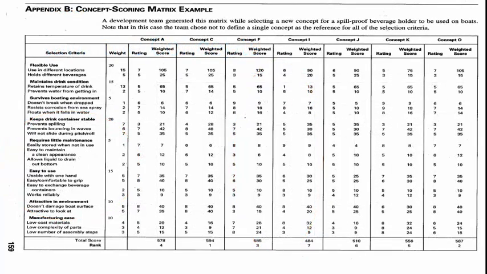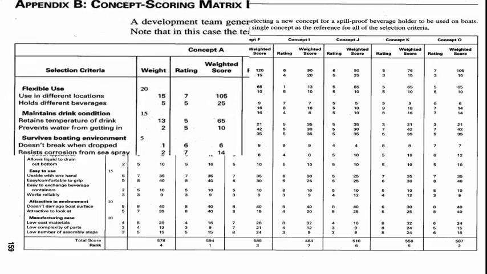Here's an example, a concept scoring example for a spill-proof beverage holder. You see they can get pretty complicated. There are lots of criteria, and there are some sub-criteria and major criteria over on the left-hand side. So you can make these pretty extensive, and you see on the bottom the scores are pretty high. And they have ranked them at the bottom for the ideas. We have no idea what the ideas are in this case, but they've done a ranking. They picked the best one.